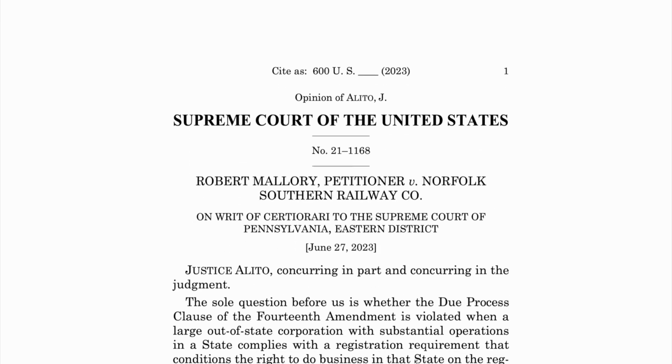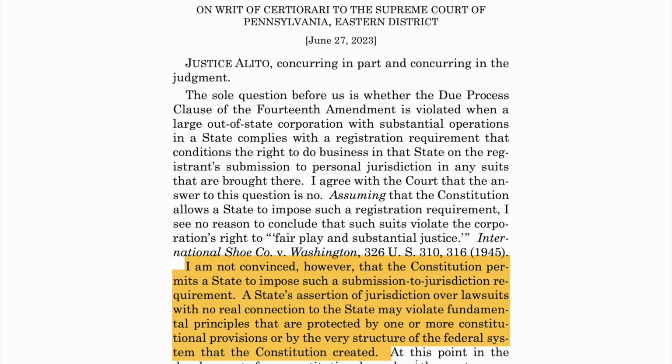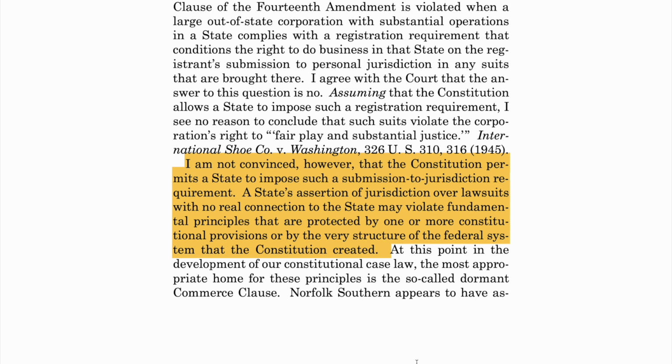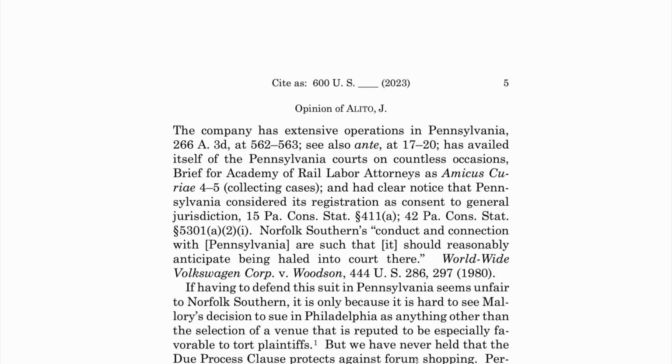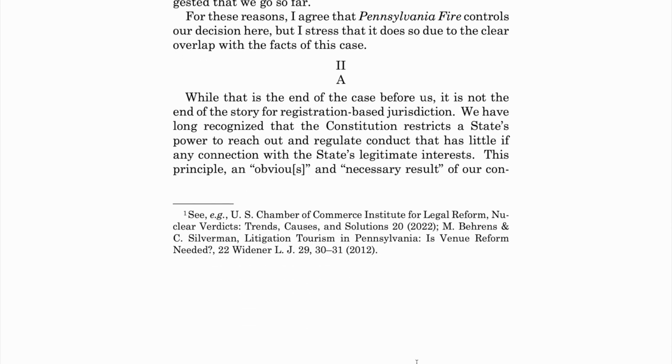So then we go to Justice Alito's concurrence, and his is interesting because he says, based on our precedent and International Shoe, I'm not convinced that the Constitution permits a state to impose such submission to jurisdiction requirements in its law. A state's assertion of jurisdiction over lawsuits with no real connection to the state may violate fundamental principles that are protected by one or more constitutional provisions or by the very structure of the federal system that the Constitution created. Based on the authority that they cited, it's probably properly decided, and he'll concur in the result, but he doesn't necessarily concur in the reasoning.